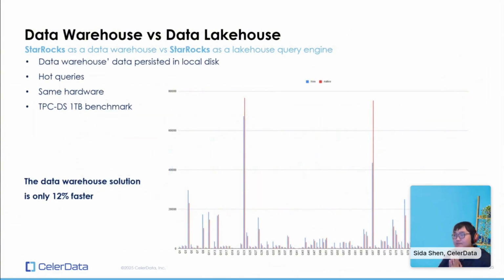And here is the difference between a data warehouse and a data lakehouse: StarRocks as a data warehouse versus StarRocks as a query engine, and this is actually on top of Apache Hive. For the data warehouse setup, the data is persisted on local disk to maximize performance. On hot queries between the two, same exact hardware, TPC-DS 1 TB, the data warehouse solution is only 12% faster. So think about that. You're just giving up 12% of the performance. What do you get back?